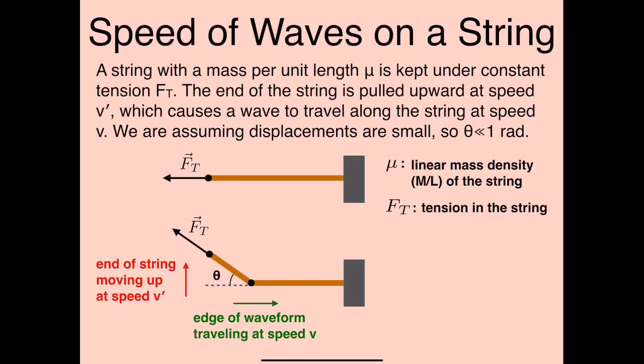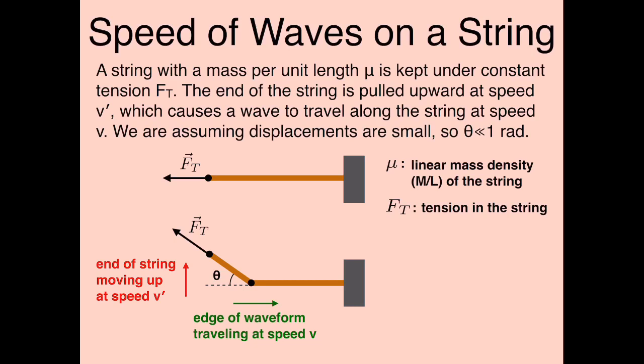Okay, so next, let's talk about the speed of waves on a string. What we're going to do here is derive a formula for the speed of a wave that travels down a string. And the reason we're doing this is a situation that comes up quite a bit. We're going to need a formula that we can use to calculate how fast a wave is moving along a string.